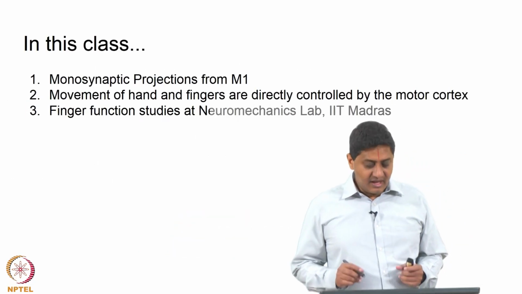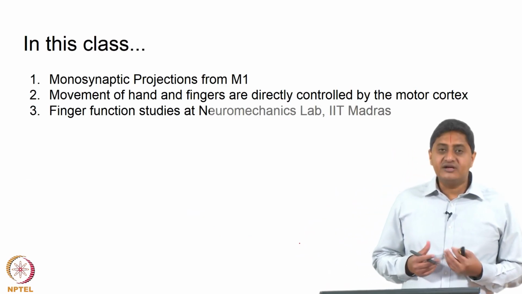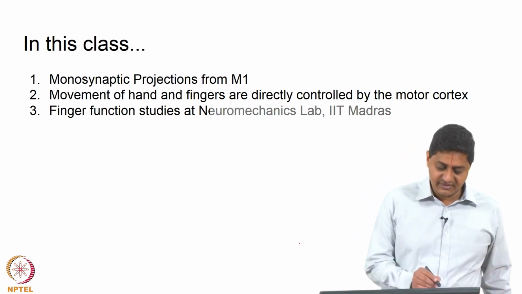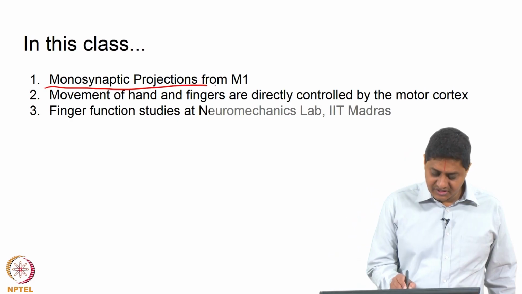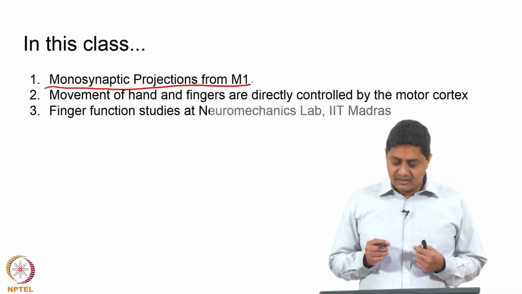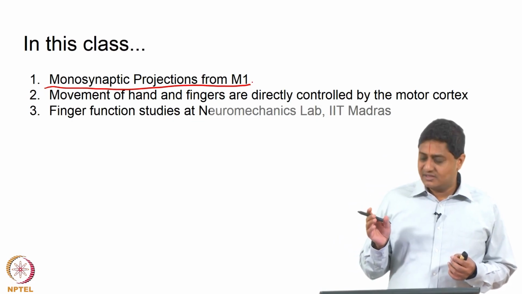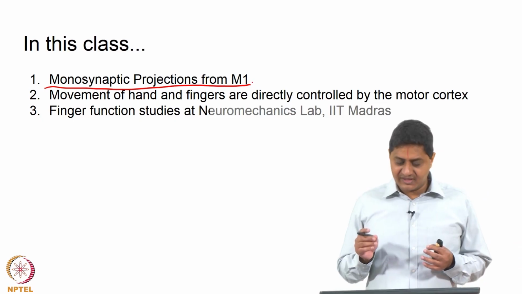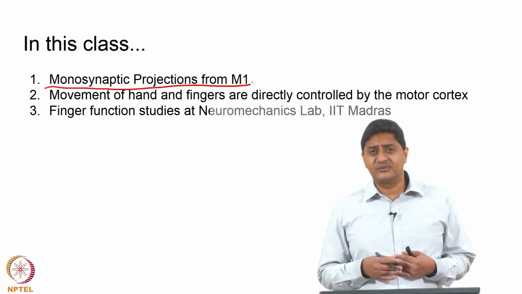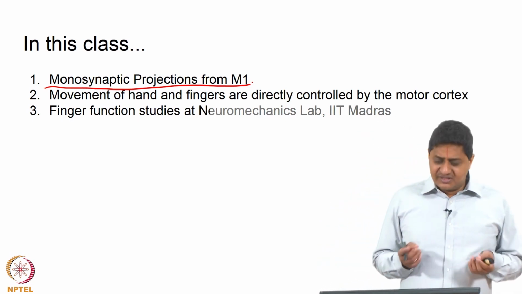So, in this class we will discuss the crucial nature of how fingers and hands are supplied from the primary motor cortex, or how they receive monosynaptic projections from M1. A crucial aspect of motor control is that fingers and hands receive monosynaptic projections from M1, whereas other parts of the body, especially the legs for example, and the more proximal parts of the body such as the shoulder, do not receive these monosynaptic projections. So, what is the importance of these monosynaptic projections?